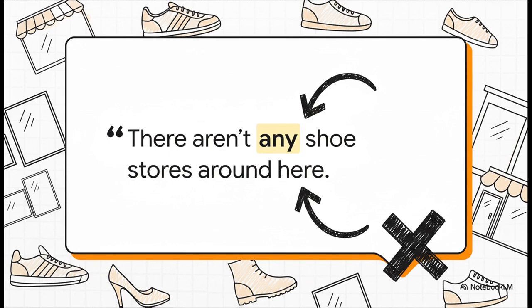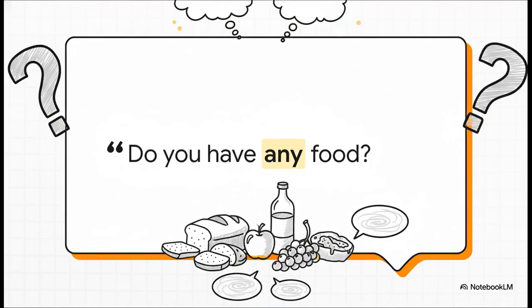Now, what happens if the opposite is true? There aren't, boom, that's a negative. And the second we go negative, some has to switch to any. There aren't any shoe stores. See how that flips? And here's the final piece of our basic rule. From now on, when you see a question mark, your brain should just think any. Do you have? That's a question, so we automatically use any. Do you have any food? Are there any good movies out? It's just the go-to word when you're asking something.